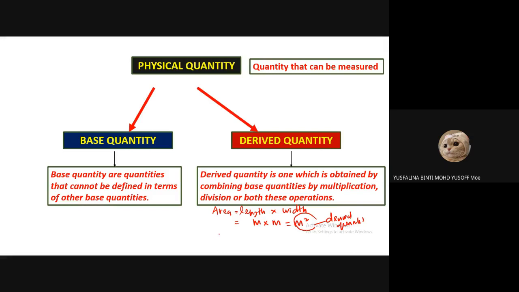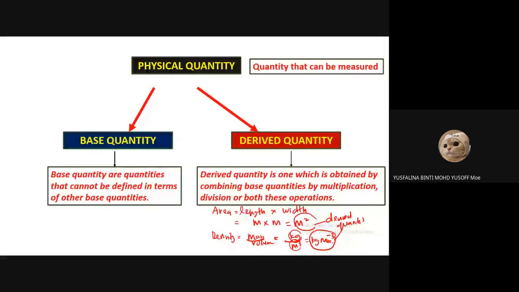Or another thing, let's say for density. Density is mass divided by volume, correct? Mass is in kg, volume is in meter cube. So you use the division, with the base quantities, to get another unit. So this is called a derived quantity.